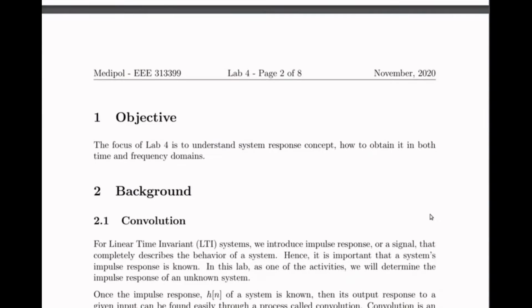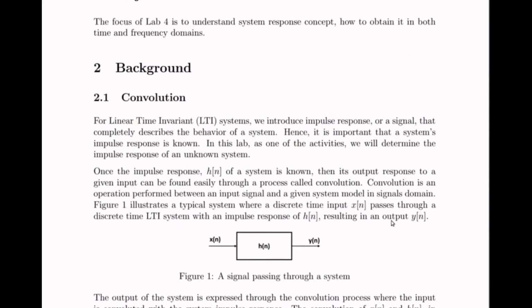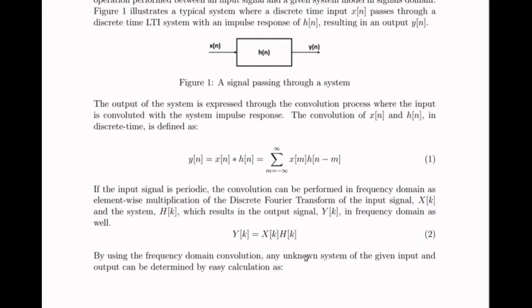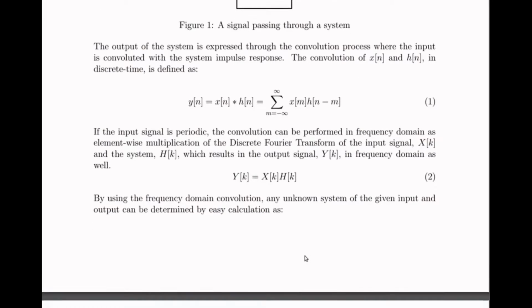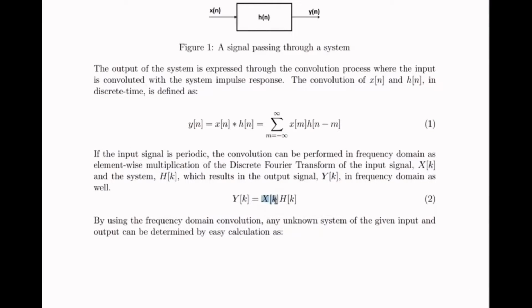Systems Lab, we are going to obtain the system response of the system using different methods, in both time and frequency. You have already known that a signal passing through a system is called convolution in the time domain. The property of convolution in the frequency domain is multiplication. You can simply multiply the Fourier transform of the input and the system, then you will get the output. If you want to get the system, you just simply divide the output by the input.